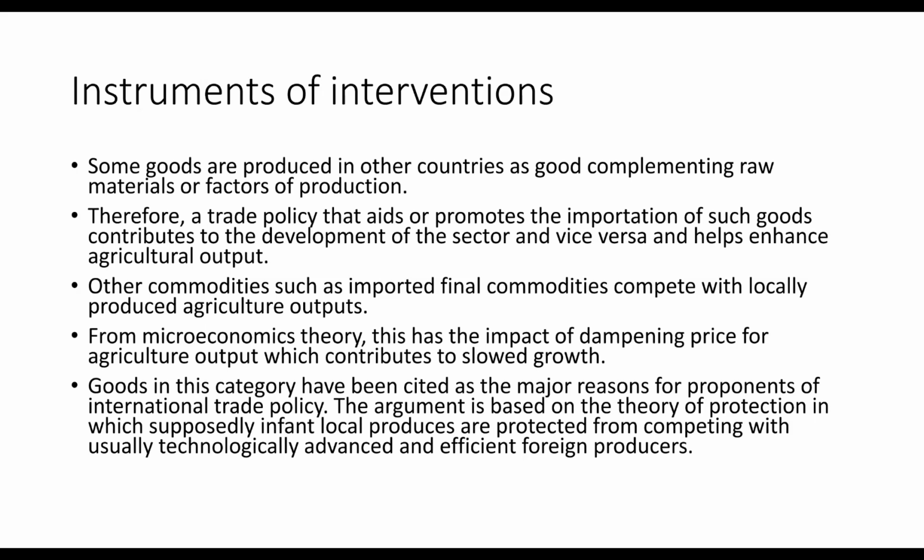Other commodities, such as imported final commodities, compete with locally produced agricultural outputs. From microeconomic theory, this has the impact of dampening the price of agricultural output, which contributes to slowed growth, all right? So the goods in this category have been cited as the major reasons by proponents of international trade policy. The argument is based on the theory of protection, in which supposedly infant local producers are protected from competing with usually technologically advanced and efficient foreign producers. So the local producers need to be protected from that.